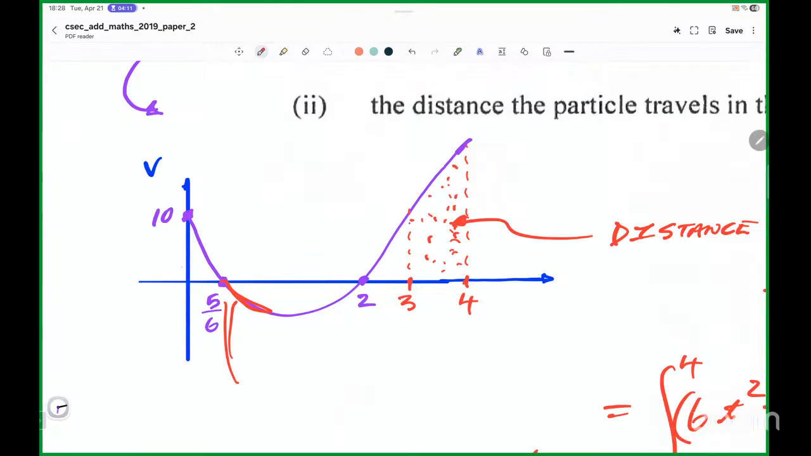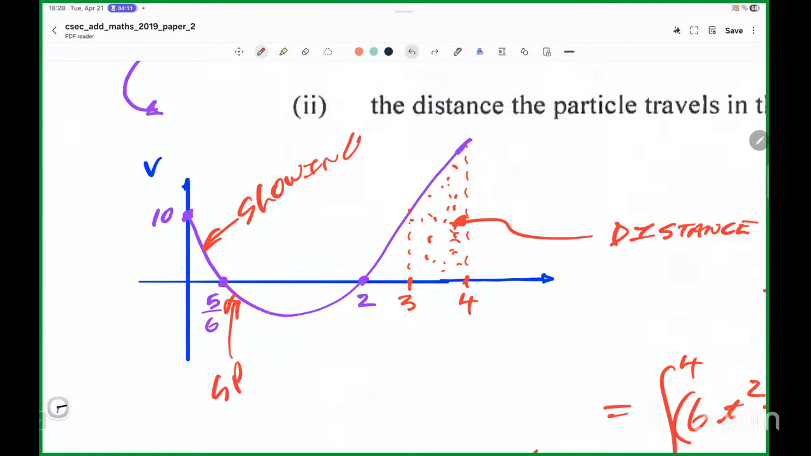Because remember now, the gradient up is negative and the gradient down is negative. Up also means slowing down, but down also means speeding up. But the gradient is negative and the acceleration is negative on both sides. See that? So we have to be careful.